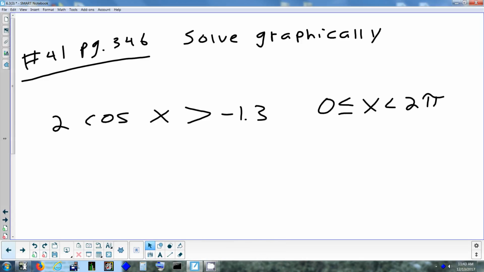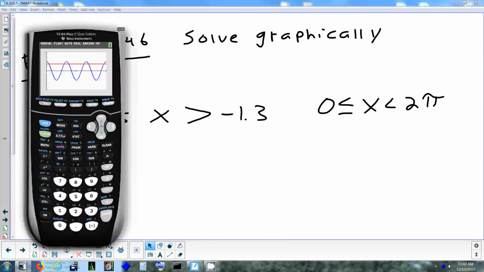Okay, but we start off exactly the same way. Put 2 cosine x into y1. Put negative 1.3 into y2. The limit on my window is the same as the problems we just did. That's not always the window, by the way. It's pretty common that it comes up a lot of the time, but not always. Okay, so we're looking for where the cosine graph is below the horizontal line at negative 1.3.